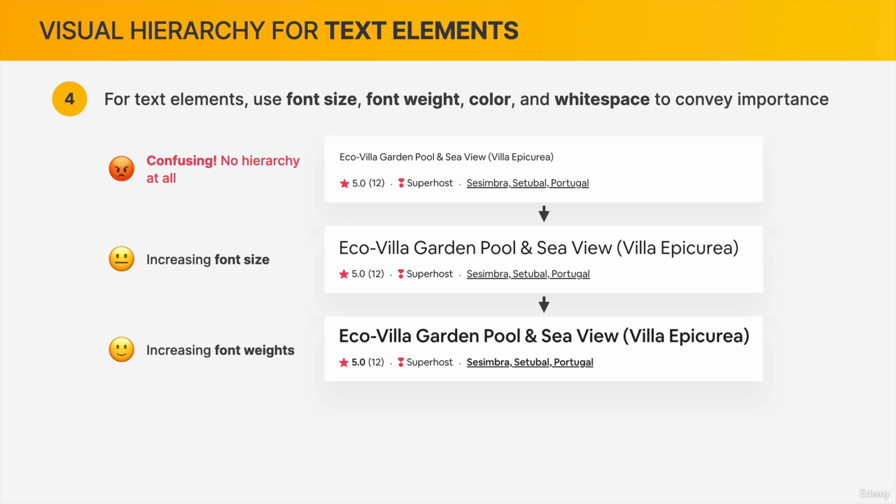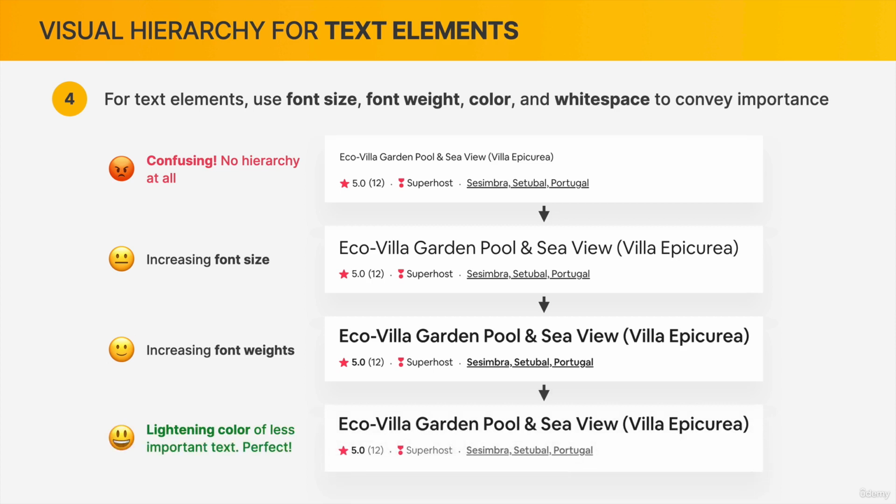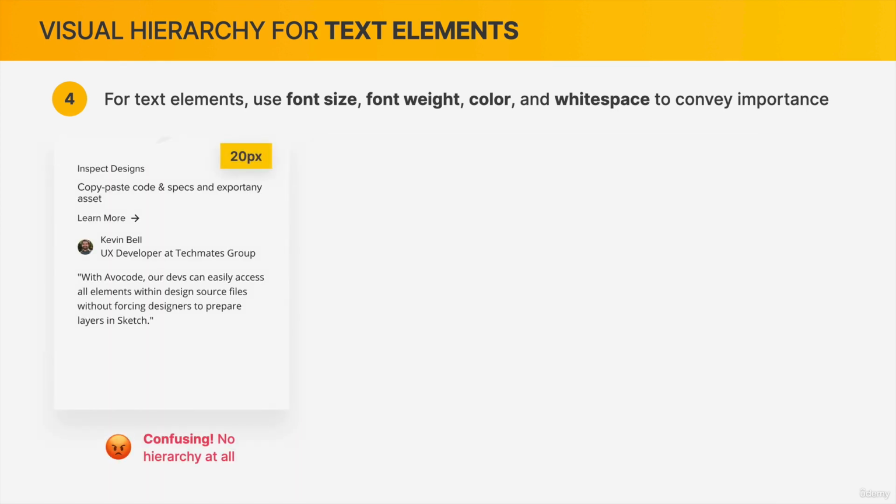Next up, we can increase the font weight, for example, on the location, the heading again, and also the rating of 5.0. So this is looking quite nice already. There is definitely a lot more visual hierarchy than before, but we can even make this better to make it perfect. So basically, the final step is to lighten some of the colors in order to give them a little bit less importance. So here, the superhost label, the location, and also the number of ratings has actually been lightened in order to give them less prominence than the rest of the content.